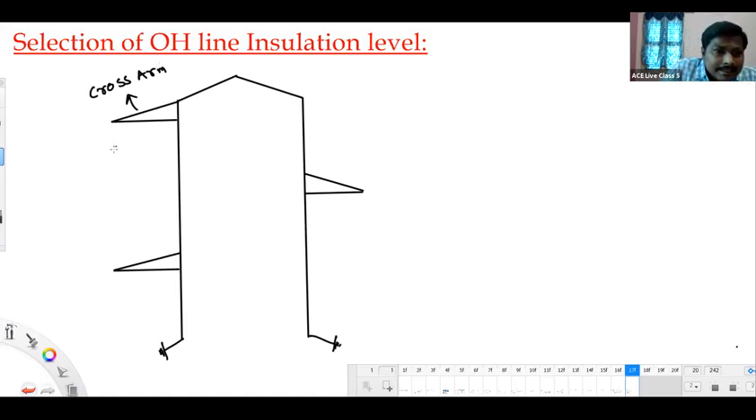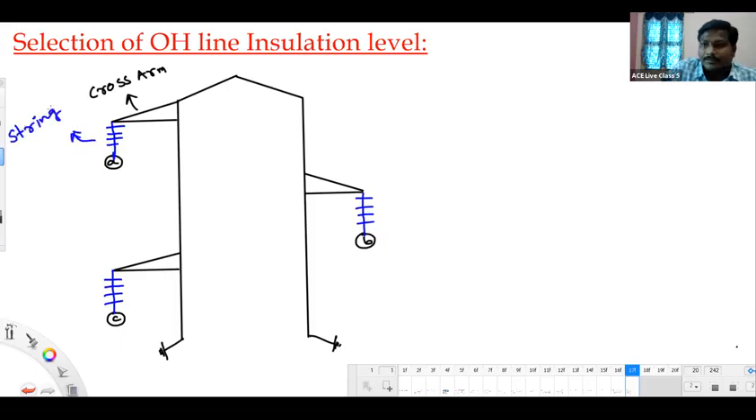This is the phase A conductor. You can assume conductor A, and this is conductor B, and this is conductor C. Between the conductor and tower, as we said, we have an overhead line insulator. It's a type of string insulator. If you want, you can write that name, string insulator. We'll discuss this in the insulators chapter.